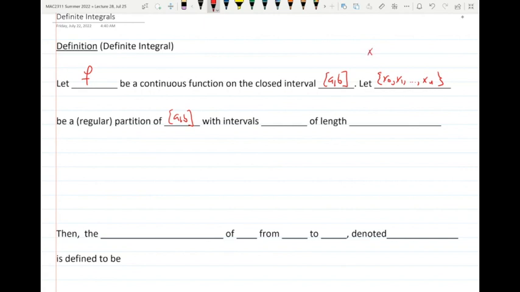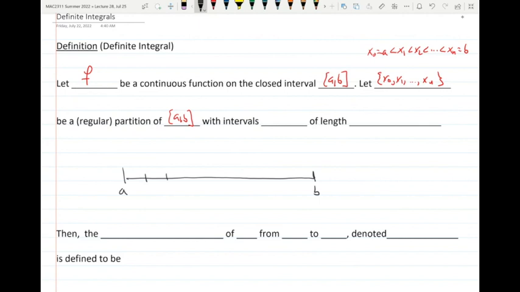So what this means is that x0 is equal to a, and then comes x1, then comes x2, in increasing order, and then finally we have xn, which is b. Okay? That's what a partition is. So let me draw the picture here. Here is a, here is b. And what is it that we do?